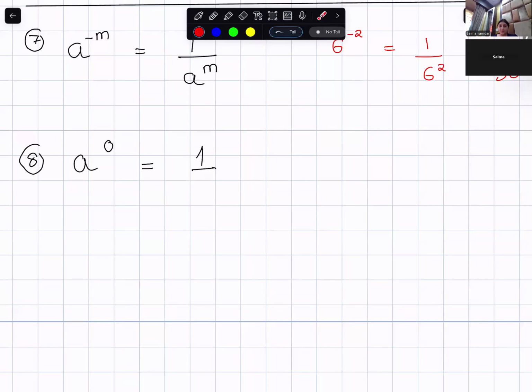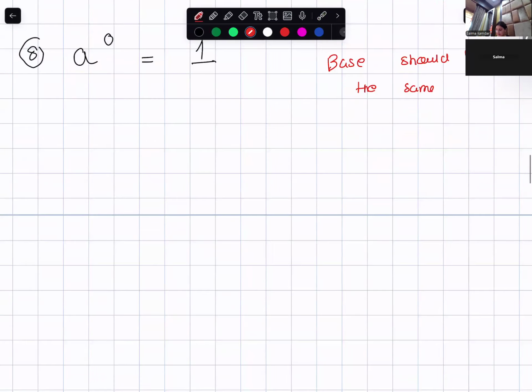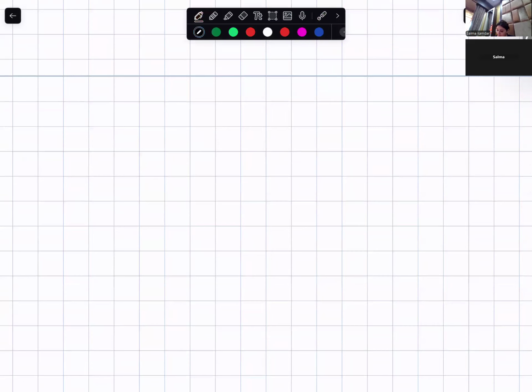Also, you should know that anything raised to 0 is always 1. Whenever I'm applying the law of indices, I should always remember that the base should be the same. So which things have the same base? I should know: things that can be converted to the same base.